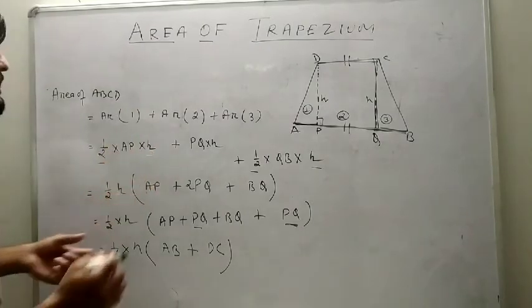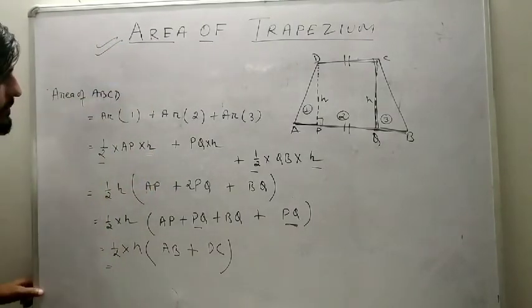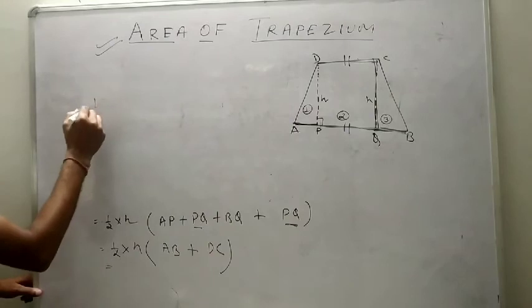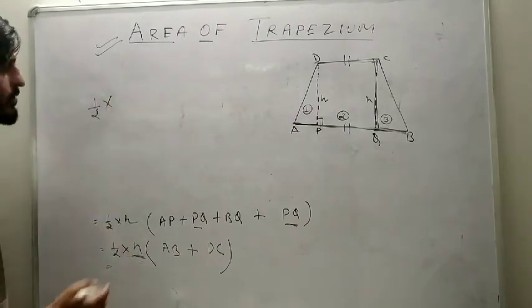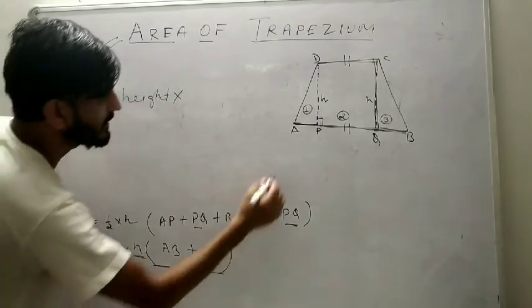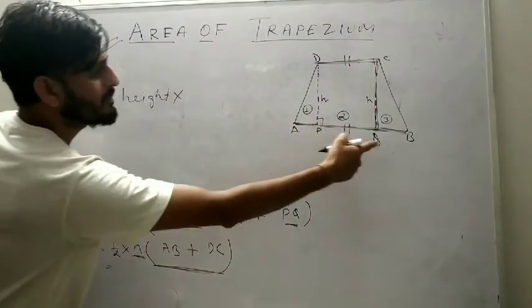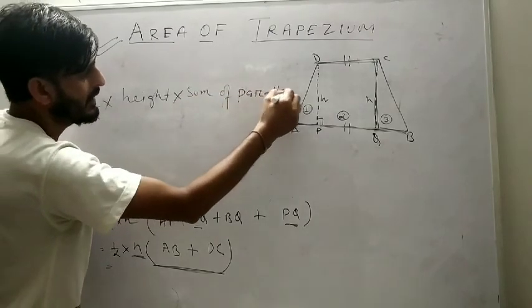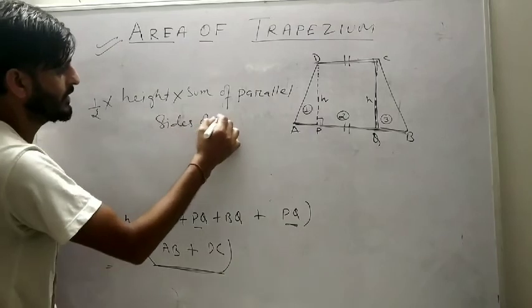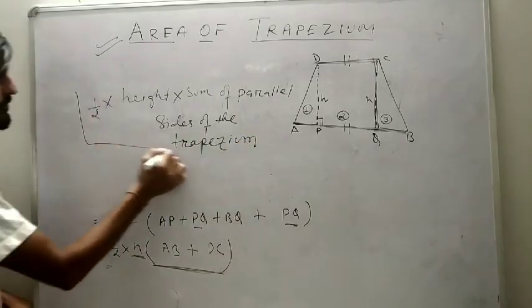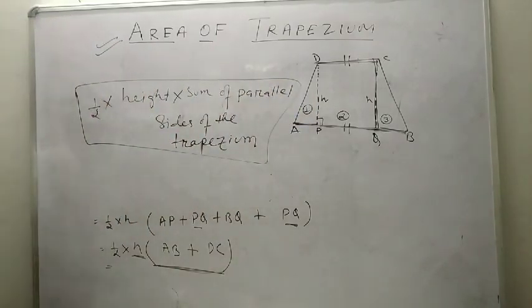Now see students, what will happen? The area of the trapezium will be half multiplied by perpendicular, meaning the height of the trapezium, multiplied by AB plus DC. AB plus DC is the sum of the parallel sides of the trapezium. This is the formula related to area of trapezium. Based on this formula, we are going to solve the problems of our exercise 11.1.